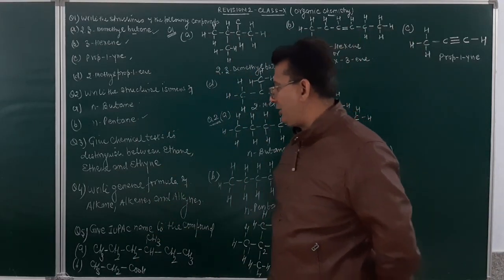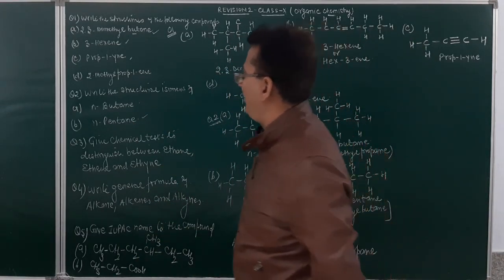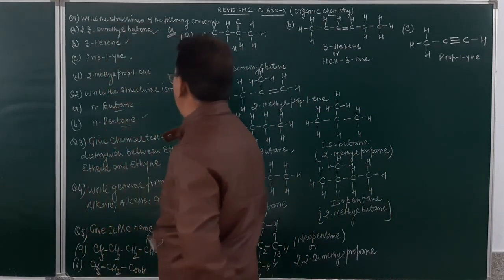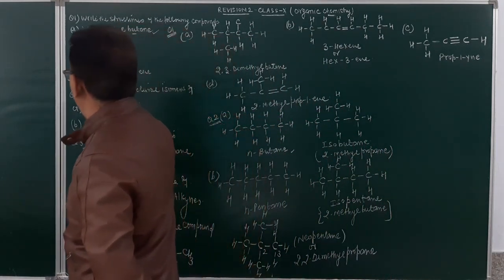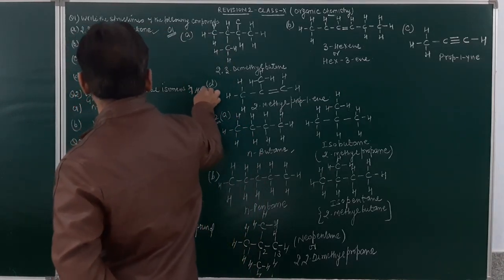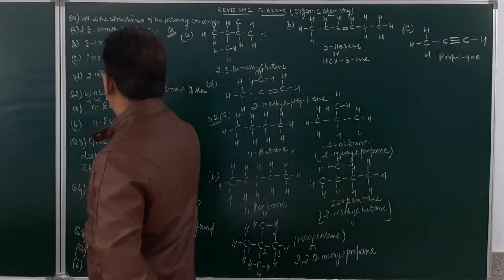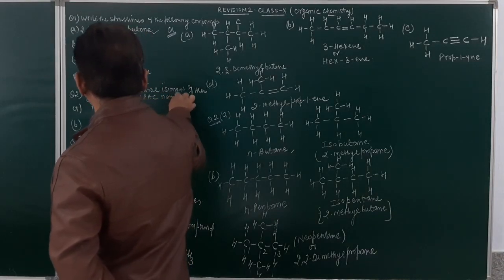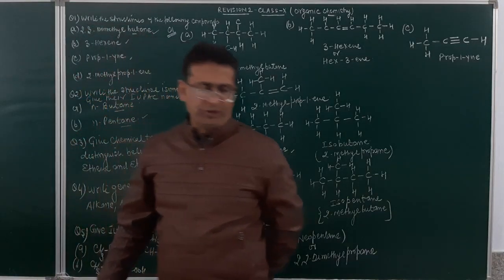These are very common questions in the board examination. Write the structural isomers of normal butane and normal pentane. I can add to this question: also give their IUPAC names. Is it clear, question number 2?